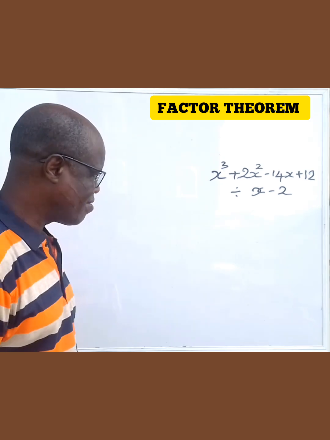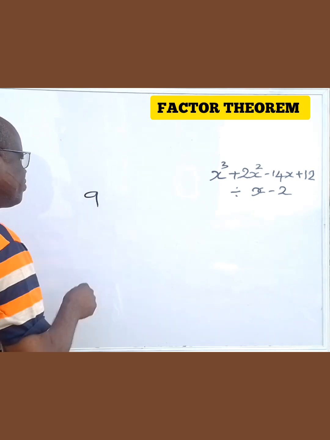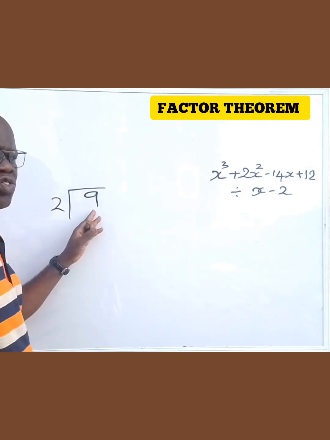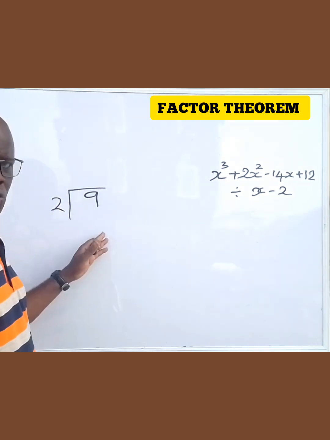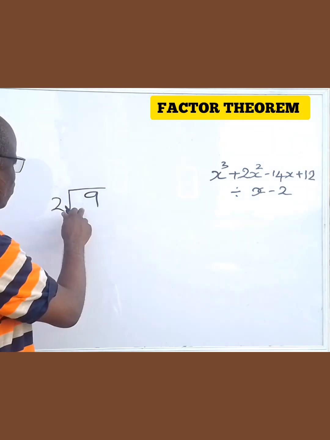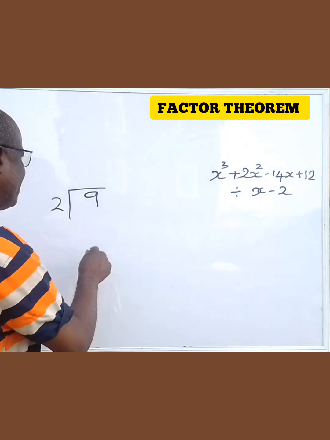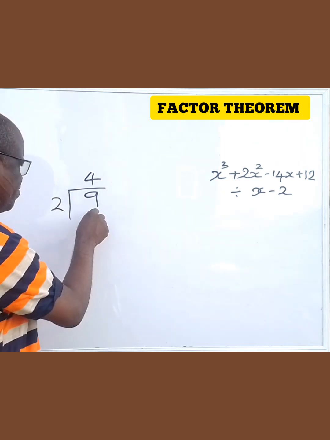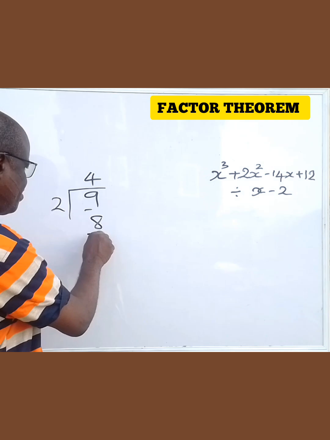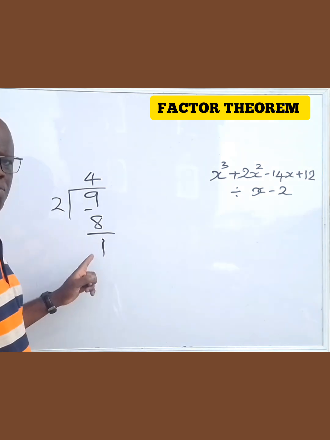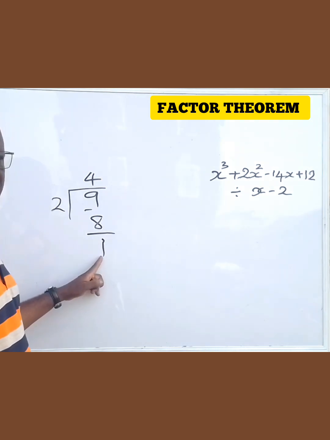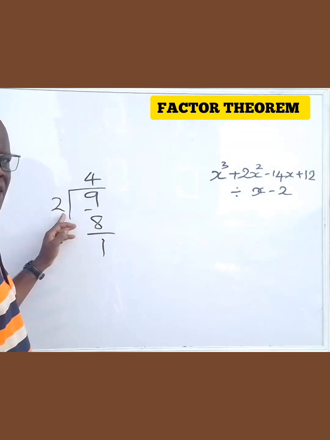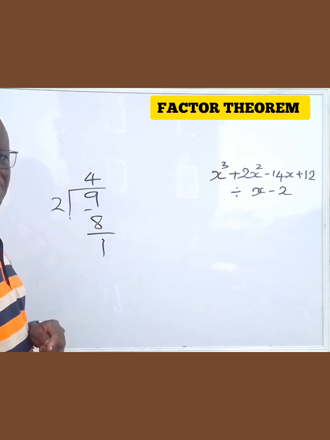Now take for instance, suppose you have 9. Can you say that 2 is a factor of 9? No. How many times 2 goes in 9? And that is 4. 2 times 4 is 8. 9 minus 8 is 1. Inasmuch as you have the remainder to be 1, 2, 3, and so on, that particular number you are dividing with can never be a factor.